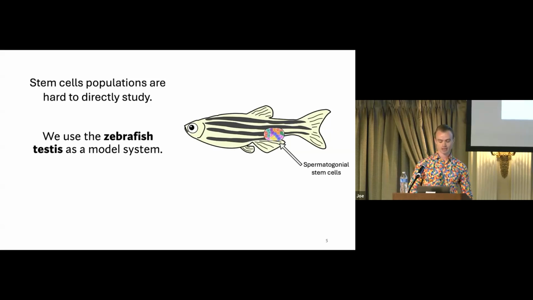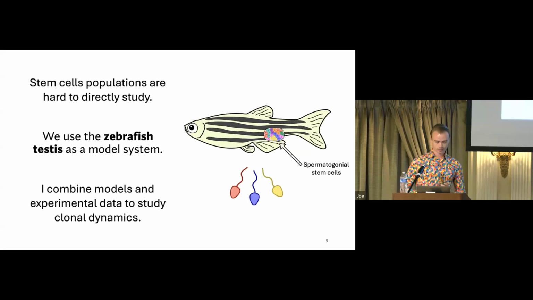And the reason for that is, while it is still difficult to access the stem cells in the testes of these fish, it is very easy to take sperm from these fish to get an indirect view of what the stem cells are doing across the fish's adult life. And so my role in this project is to use mathematical modeling of population genetics in combination with experimental data I'll describe in a moment, to understand how these clonal dynamics are unfolding in this model system.